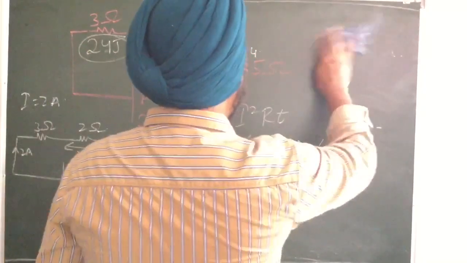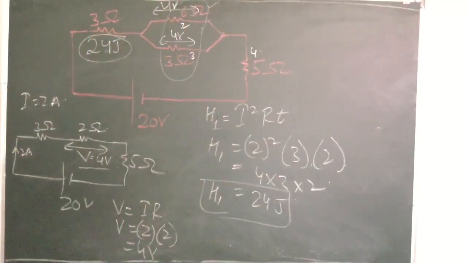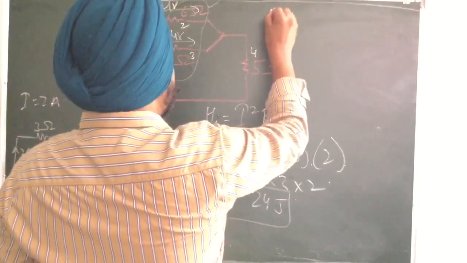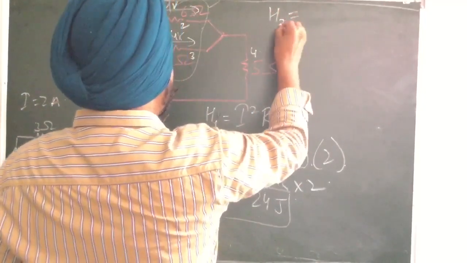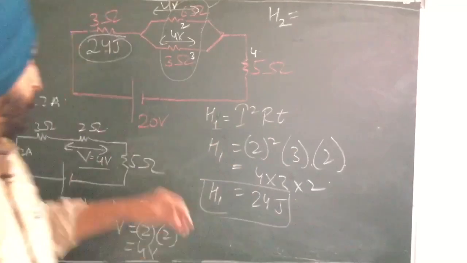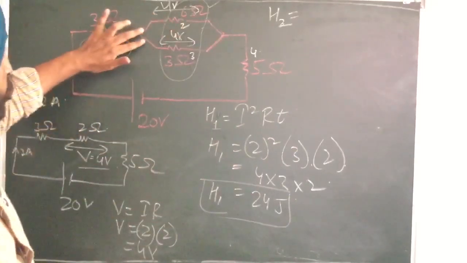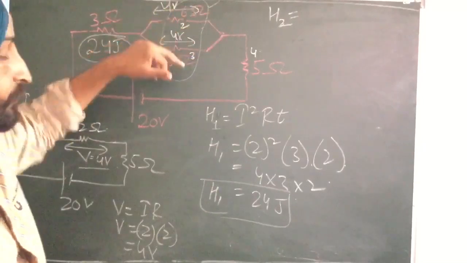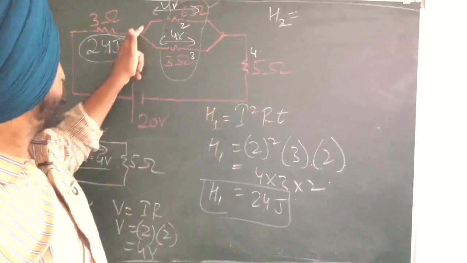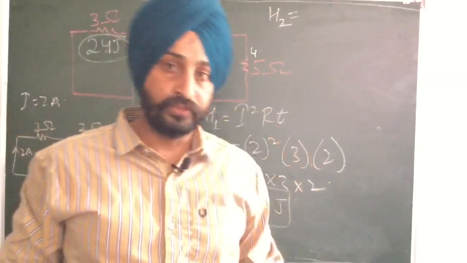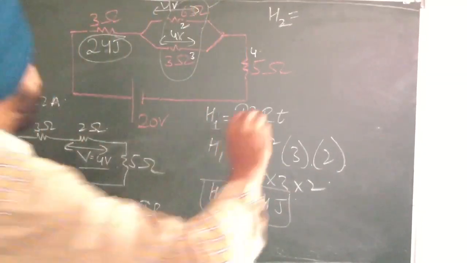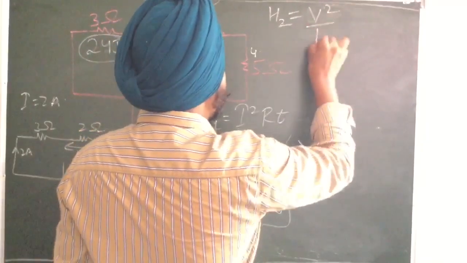So next we will be calculating heat across this 6 ohm resistor, that is resistor number 2. So heat across resistor number 2 would be equal to, so now here I cannot apply the formula for I square RT, because the current 2 ampere is passing through these two resistors. That means current is getting divided. So here I can do two things. Either I have to calculate the current passing through this, so then I can apply the formula for I square RT. Otherwise what I can do is I can simply apply the formula V square by R into T.